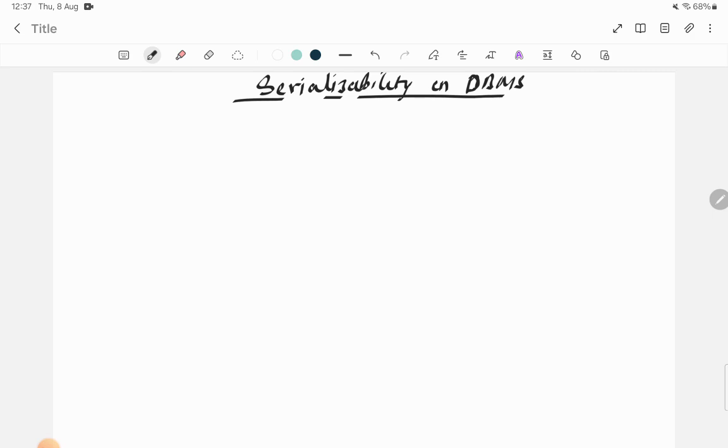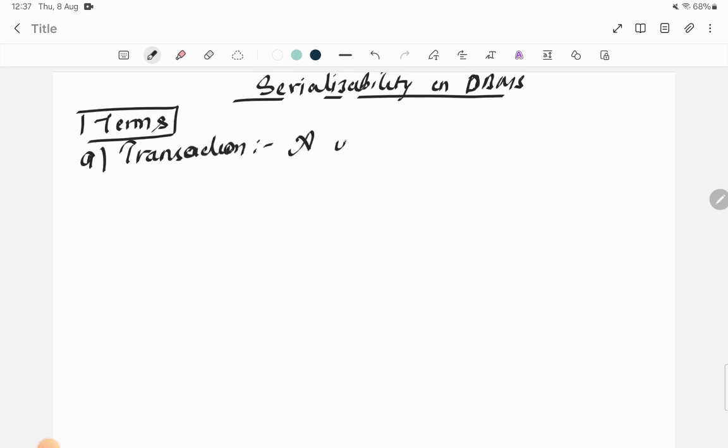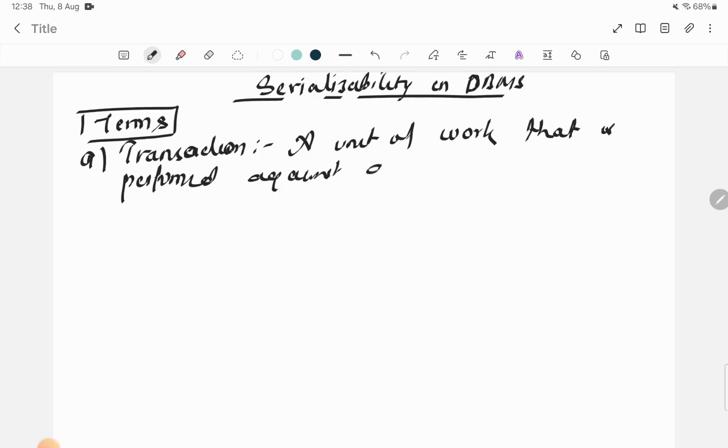Before starting serializability, we have to know certain terms that you should be knowing. The first term is transaction. So what is a transaction? We are just revising the terms. A transaction is a unit of work performed against a database. A single transaction can have multiple operations like read, write, or a combination of both.